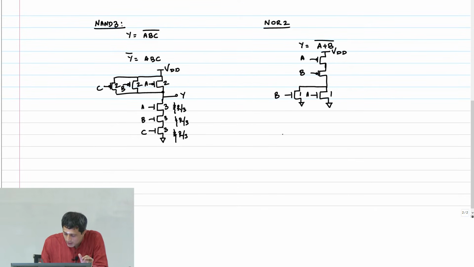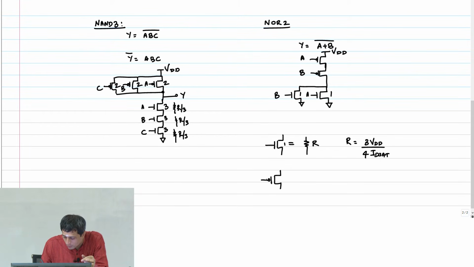So now if a unit NMOS transistor gave us a resistance of R, okay, this is size 1. Remember the formula was R is 3 VDD by 4 ID SAT, okay. What would this transistor give us? A PMOS transistor of the same width will give you 2R. Why? Because the mobility difference is there, right.